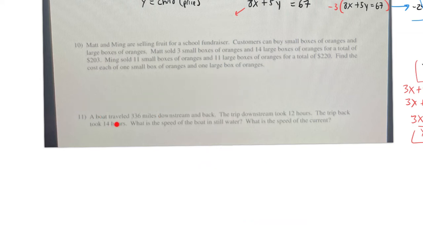All right. A boat traveled 336 miles downstream and back. The trip downstream took 12 hours. The trip back took 14 hours. What's the speed of the boat in still water? What's the speed of the current?